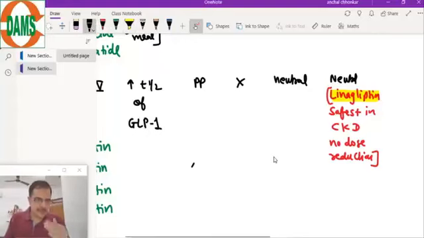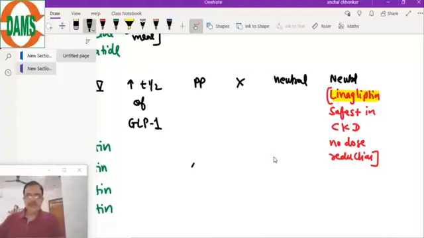Indeed, this question came last year in AIIMS. The patient has CKD, there is a risk of urinary bladder cancer, and the patient has a family history of medullary thyroid cancer. So in that case, the safest drug for the CKD patient will be linagliptin.